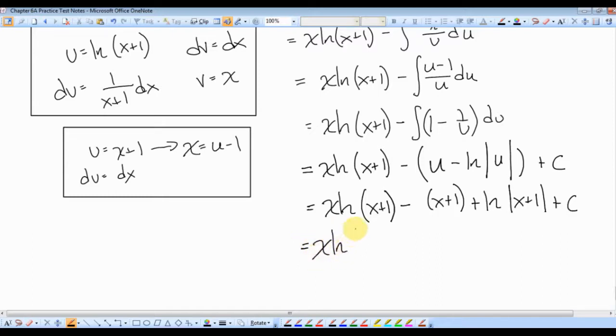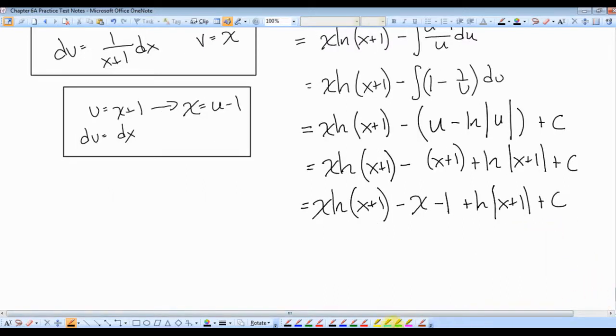Okay, almost finished, please. x natural log of x plus 1 minus x minus 1 plus the natural log of x plus 1 plus constant. But wait, that's constant, isn't it? Oh, it's just part of the constant.